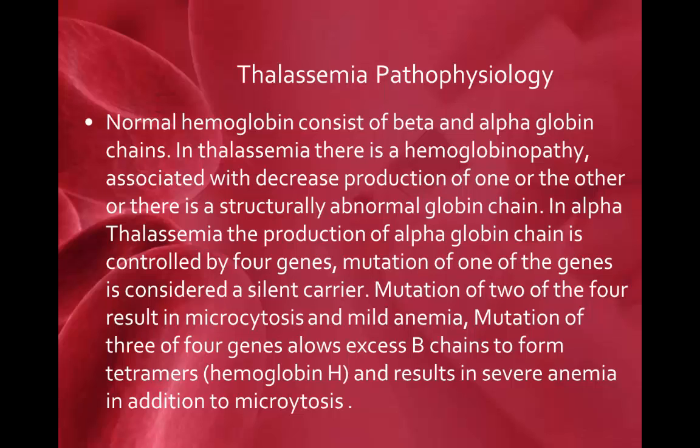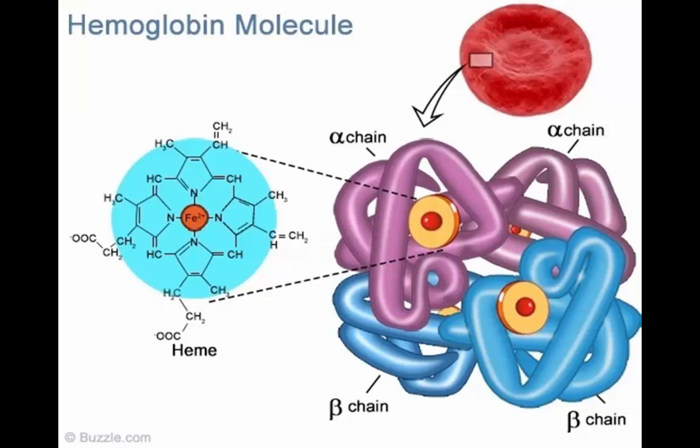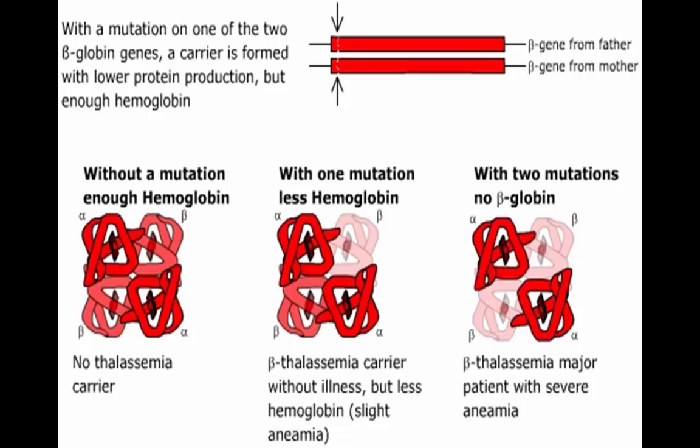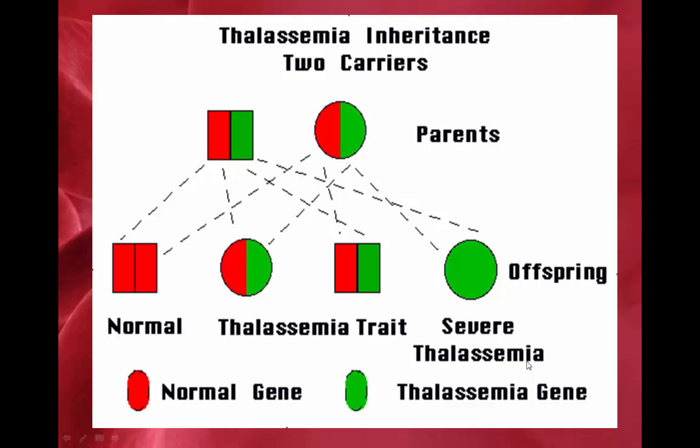Okay, this is basically what I just explained already, and this is the molecule and the chains. You have the alpha, the beta, and the delta. This is the pathophysiology that I just explained already. It's just typed here for you. Okay. And again, if you have no mutation, only enough hemoglobin, you're basically the carrier, you're monozygote, and you have only one gene mutation, you might be a carrier without illness. Or if you have two mutations, you could have beta thalassemia major with severe anemia.